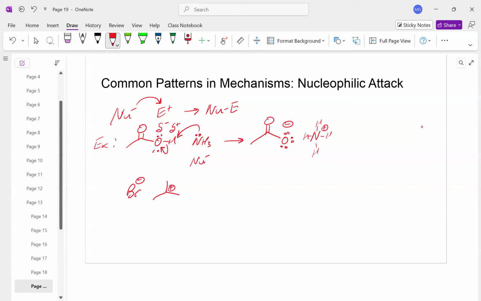Let's get some practice with this. What's our nucleophile here? What's the negative thing? Well, that's the thing with the full negative charge here, the bromine, or the bromide ion, I should say. And what's our electrophile? Well, we got a carbocation. So I'm going to make a bond between the thing that has electrons and the thing that wants them.